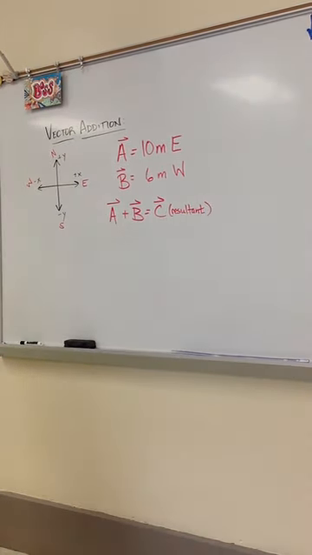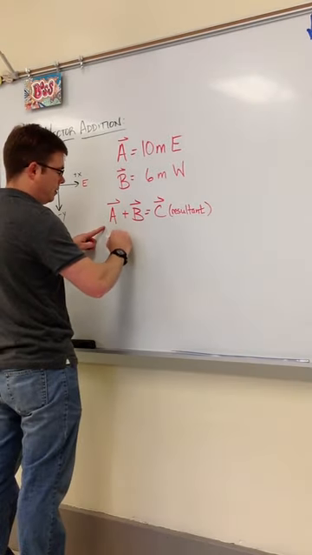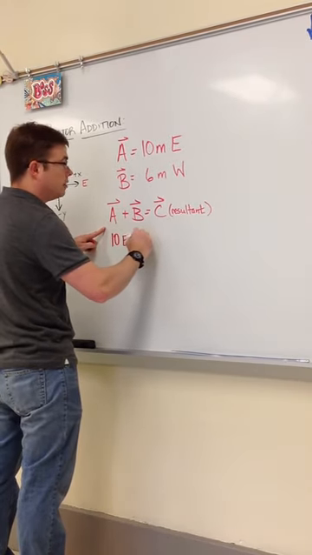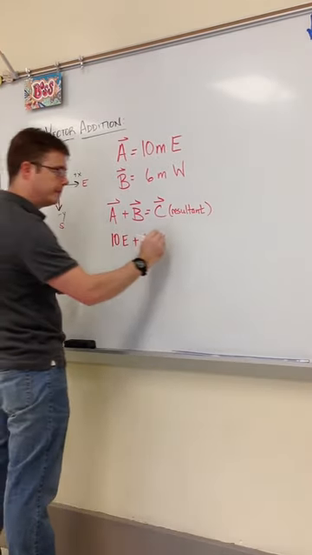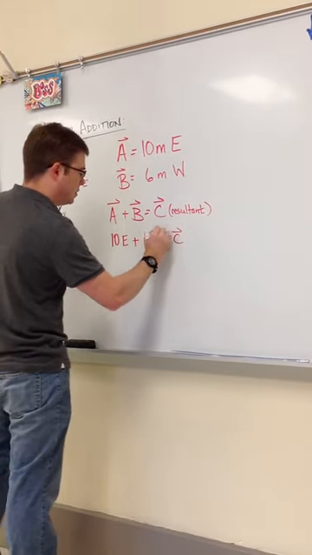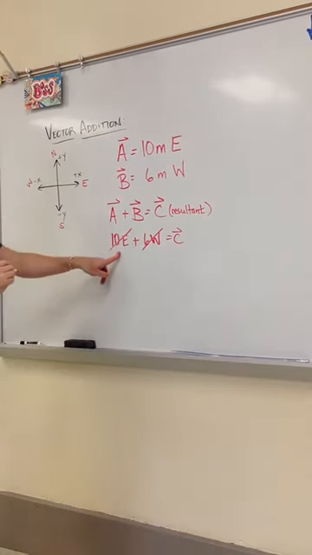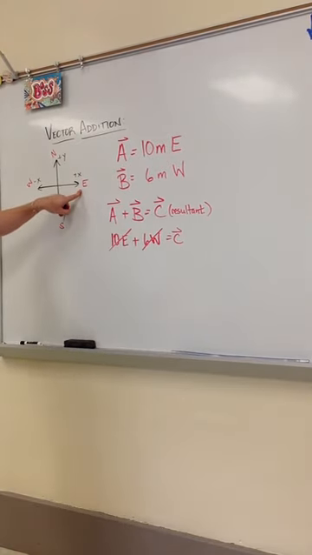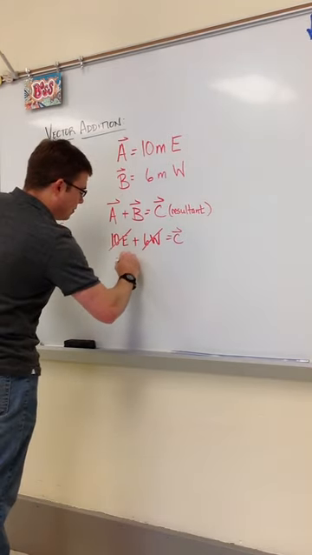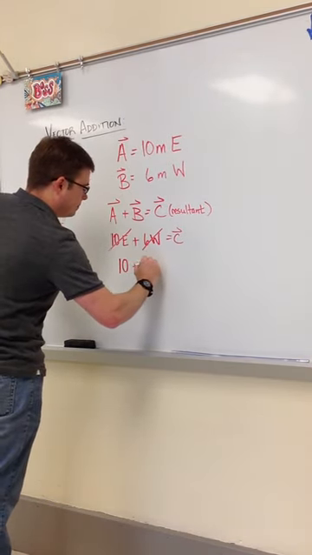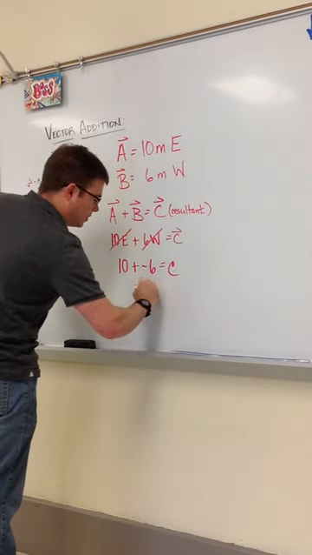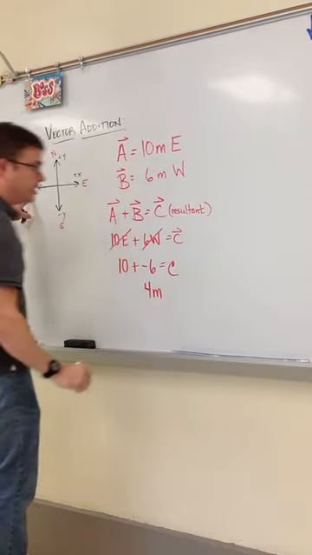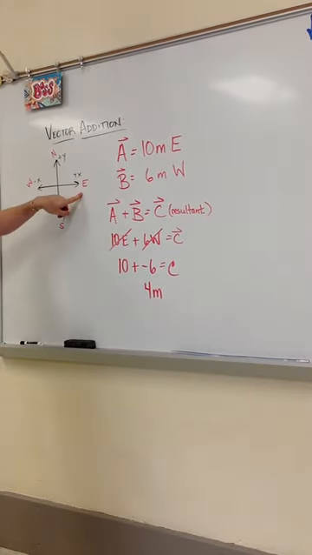Okay, I can't put this in my calculator. It won't understand it. Okay, so this doesn't work. But if I know that east I'm saying is positive and west is negative, then I can add them together differently to get C, which I end up with positive 4, and because it's positive, it's east.